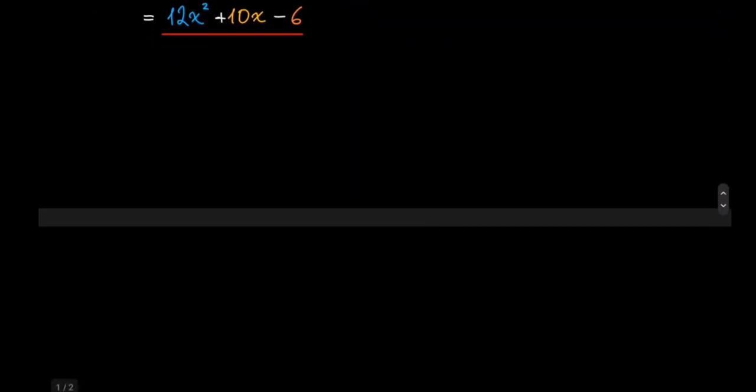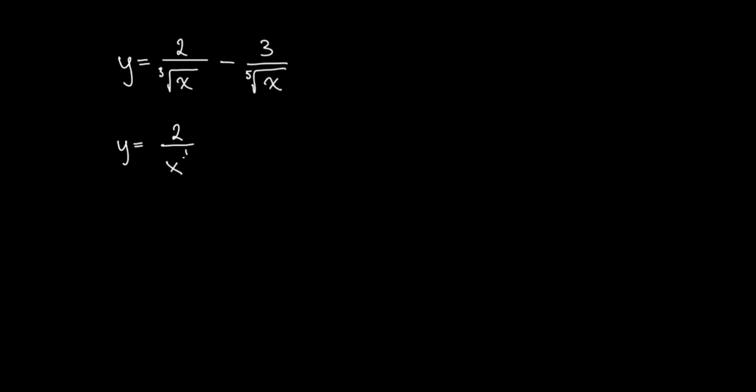This looks easy enough, so let's take a look at a more difficult example. Here we are given the function y equals 2 over the cubic root of x minus 3 over the fifth root of x. From first glance, this looks extremely complicated. However, the roots and the fractions can be rewritten. The cubic root of x means x is raised to the power of 1 over 3. And of course, the fifth root of x means x is raised to the power of 1 over 5.